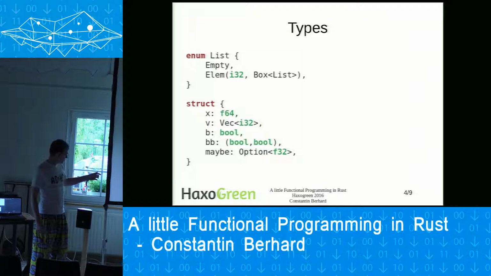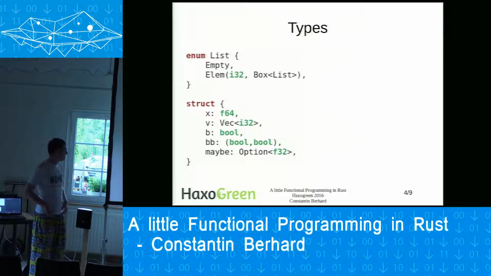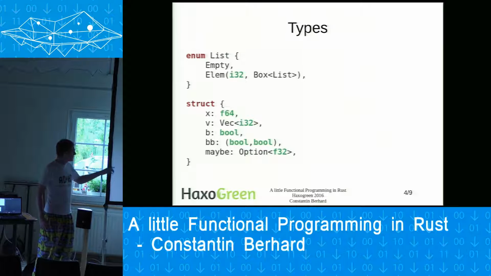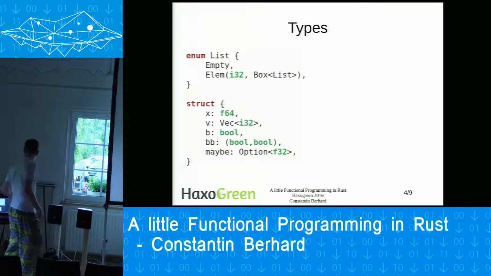Yeah, you can have the vec, which is basically a dynamic array. The parentheses are tuples, so this is a pair. You can have tuples, which is cool for functional programming. And you can have option types, which is also an enum. So yeah, you have all kinds of stuff.